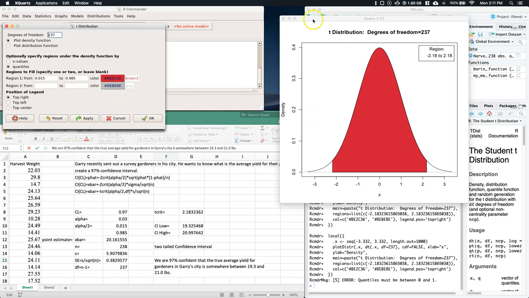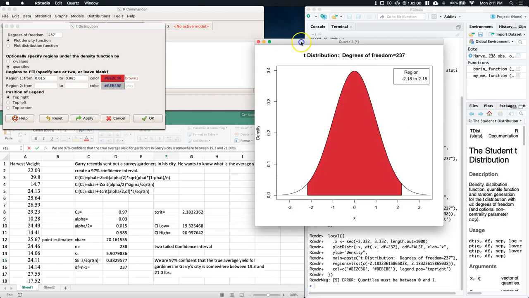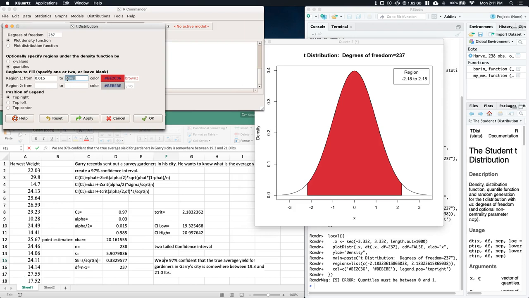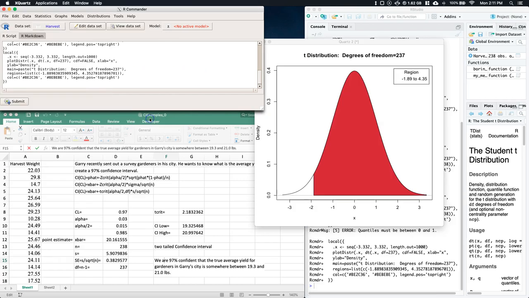And it did not like what I tried to do. Okay, let's try this again. Sorry, we'll do 0.99. I think that's what it was angry at. And we'll do three. And click OK. Okay, there we go. So now I've put all of my error into one tail, all 3%.